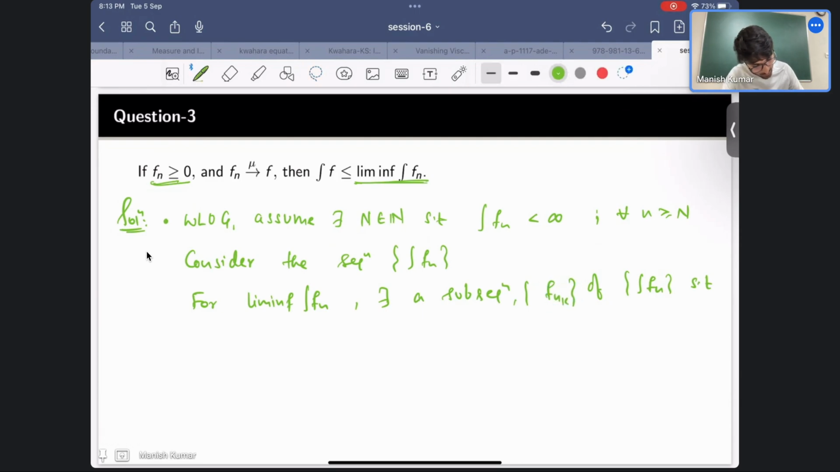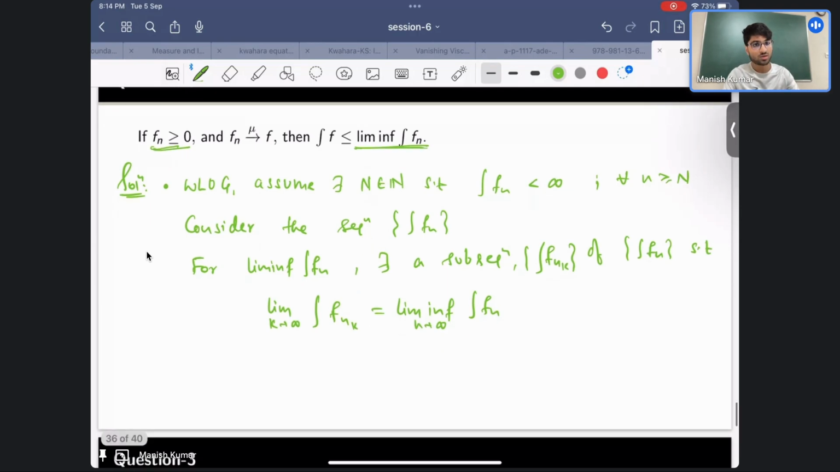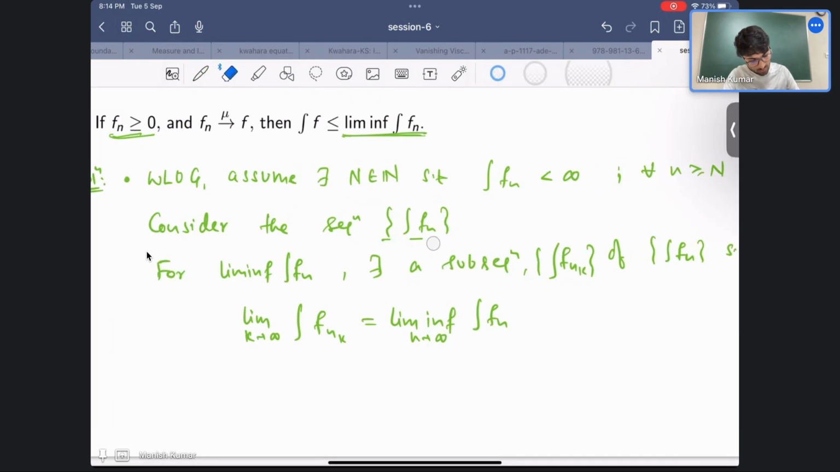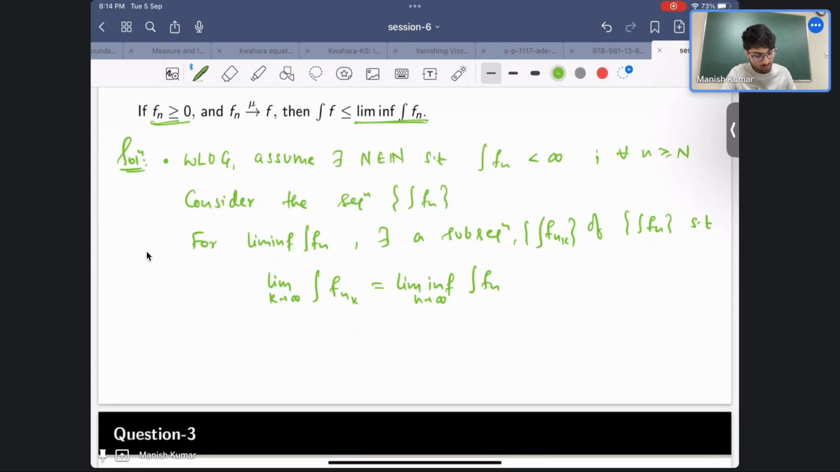There will exist a subsequence f_{n_k} such that the integral of f_{n_k} converges to the limit infimum of the integral of fn as n goes to infinity. Convergence means that the limit as k goes to infinity of this subsequence is equal to this quantity. This is just a property of limit infimum: for the limit infimum there will exist a subsequence which converges to it. You just have to consider this sequence of real numbers. So now you have a subsequence whose integral converges to this quantity.